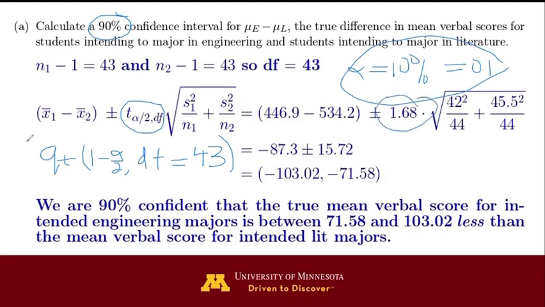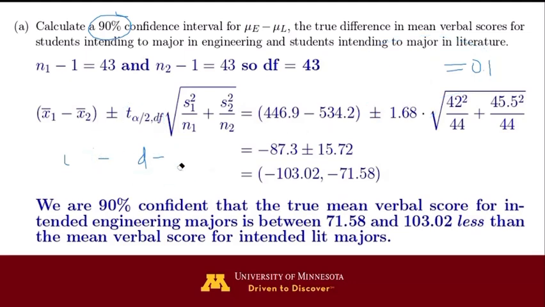And the moment you have the t-score, you'll be able to obtain the margin of error. If you multiply this by this, you're going to have 15.72. 15.72 is the margin of error. By the time you subtract that and add that, you're going to get this. This is the confidence interval that you have constructed now.